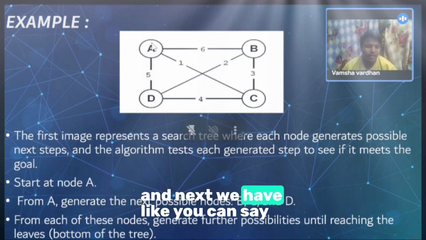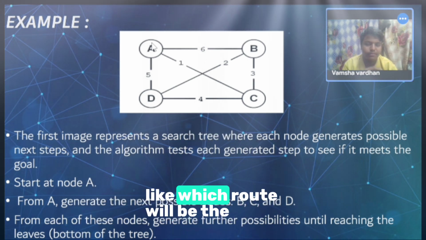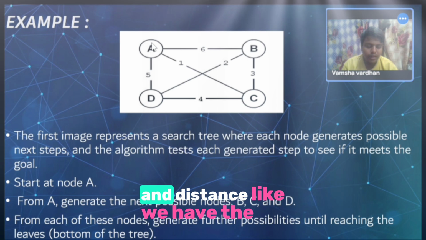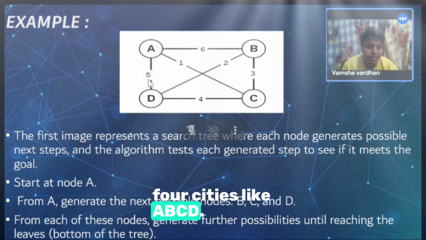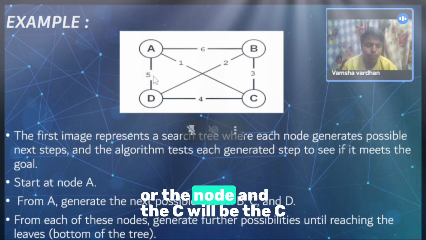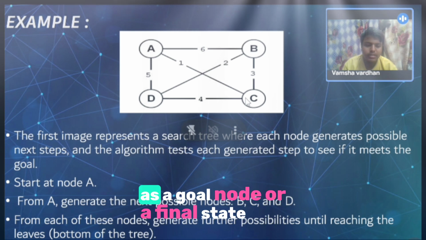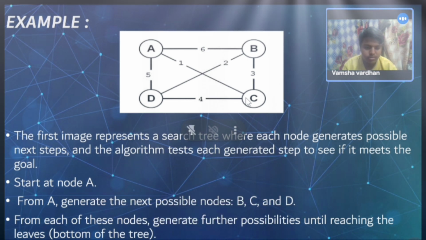Next, we have to generate the solution, which route will be the shortest distance to take the delivery. We have the four cities A, B, C, D, and we can take A as the starting position or node, and we can take C as the goal node or the final state which can be reached. The post should reach there.